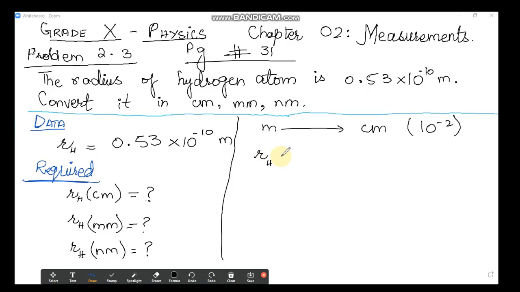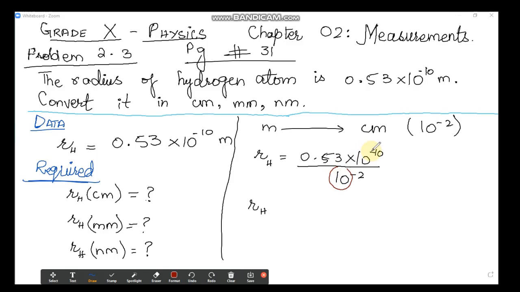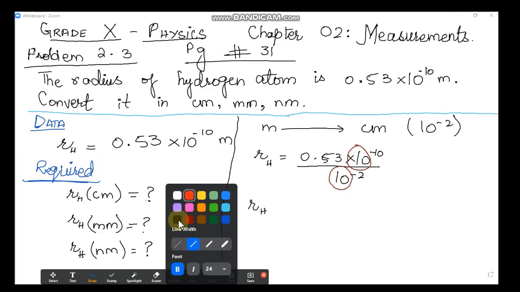You can also do this with the method of multiplication, but in that method you have to use 10^2. See here, we have 0.53 × 10^-10, and we have to convert it into a smaller unit, that is centimeter. So we will divide by 10^-2. In mathematics we have a rule that if we have the same bases in division, the base is written one time and the powers are subtracted.